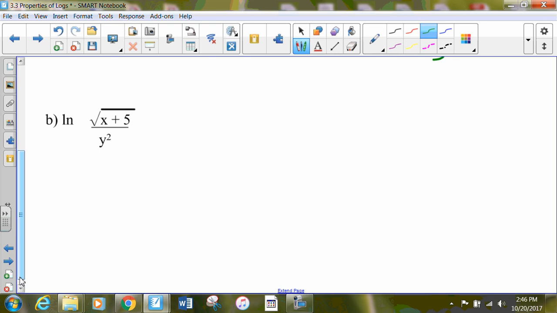All right, this is a fun one. In this one, we see that we have division. Once again, this natural log goes to the fraction, not just to the numerator, right? To the whole fraction.